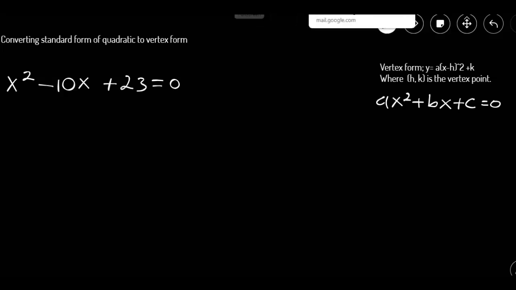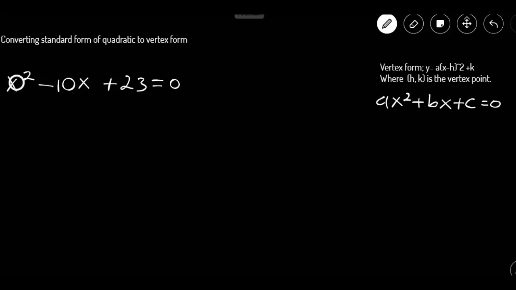Hello guys, today we are going to look at how we are able to convert a standard form of a quadratic to a vertex form. This is the vertex form, which is a(x minus h) all squared plus k, where h and k is the vertex point, and this is the standard form of a quadratic.